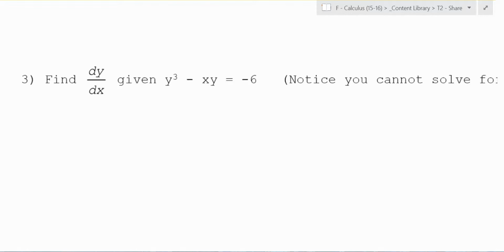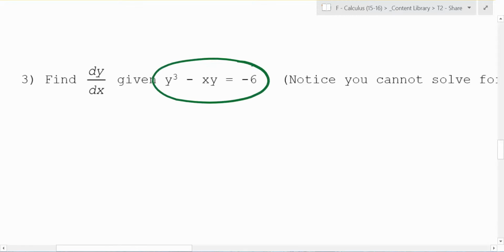Implicit differentiation, because this is what kind of function? It's a cubic implicit function. What was the other type of function that we dealt with exclusively up until this point? We dealt with explicit functions. Now we're dealing with implicit functions. So if you can solve for y, is that nice?